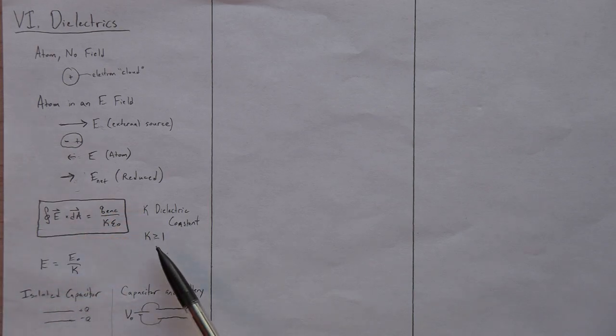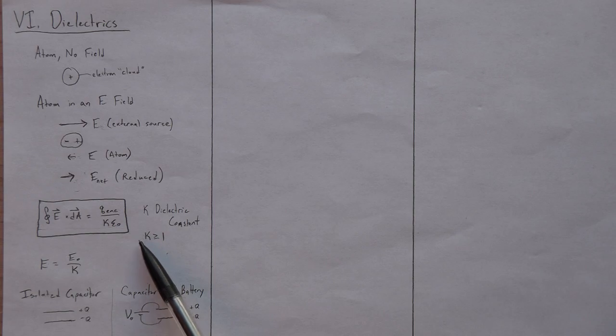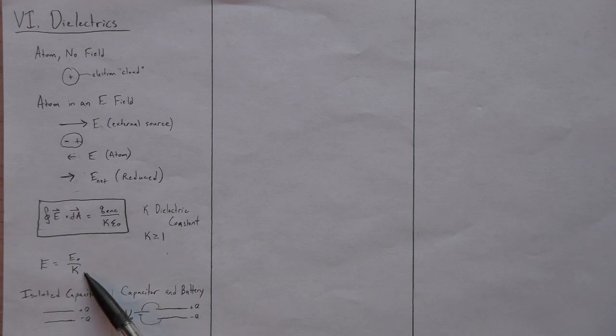For example, kappa of air is pretty close to 1 because the air is not very dense. It doesn't create much reduction in the electric field. But if you use something like wax, then that has more of a reduction in the electric field, so kappa is greater than 1 in that case. So the electric field is reduced by a certain factor. Okay? This is the original electric field divided by kappa.